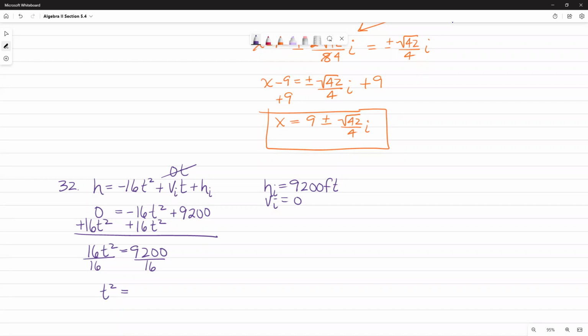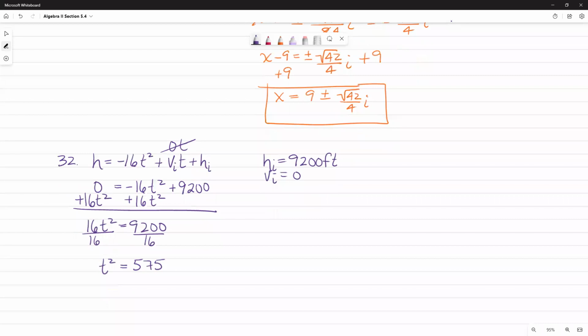But probably not quite. So it goes into a 5, I think 5 times. Hold on, let me do the math. Okay, it goes into 9,200, 575 times. All right, so now we need to square both sides. So at this point, we've got our initial quadratic equation. We need to use the square root property now.